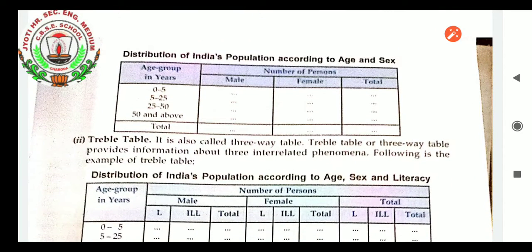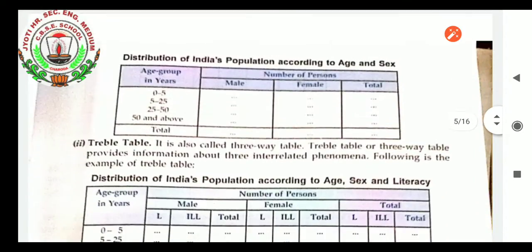You can see that the age in years is common in the above table, but the number of persons under that is again divided into male and female, bifurcated for the future use of the data. So here, according to that, it is considered a complex table.